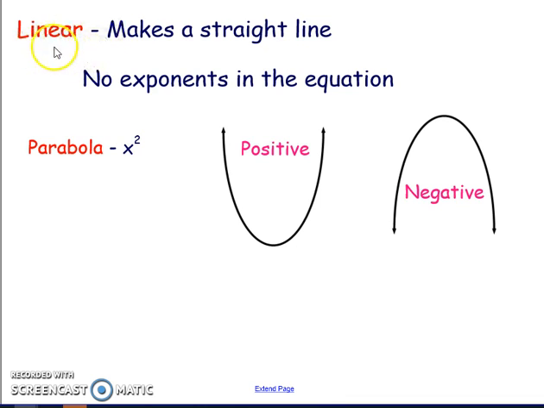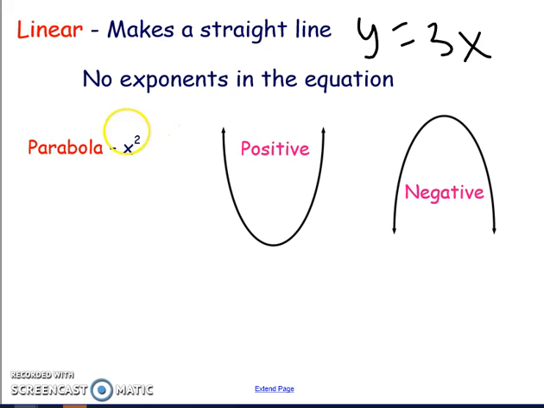So linear means it's a straight line, and to have a linear equation, that means there's no exponents in your equation. So you could have something like y equals 3x. X has a power of 1 since there's no number there. So this would be a linear equation. Any other power is going to make a different shape.